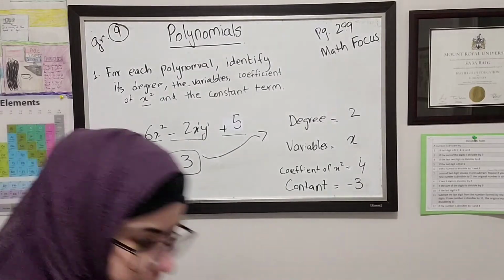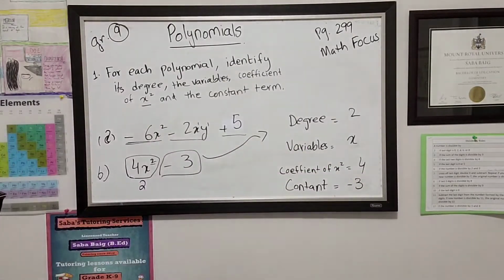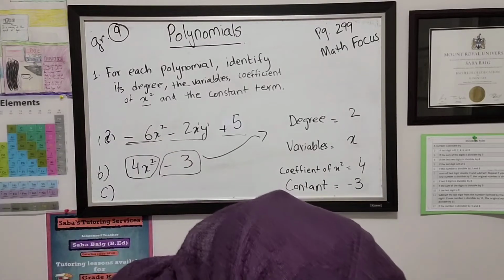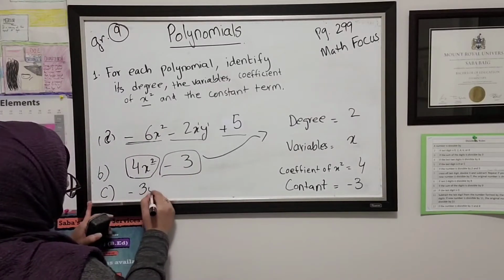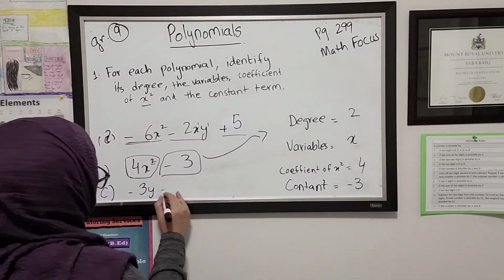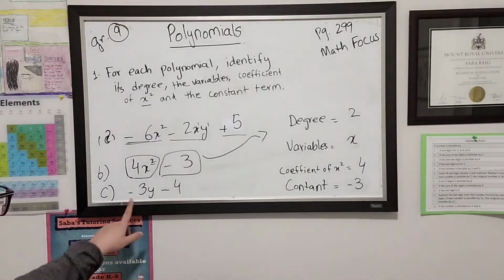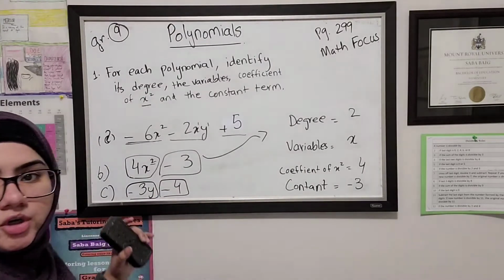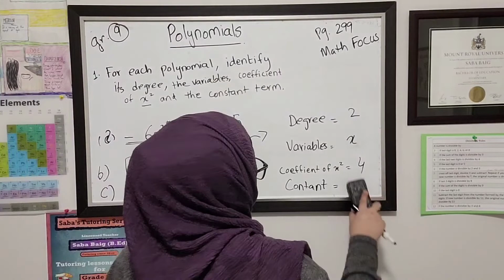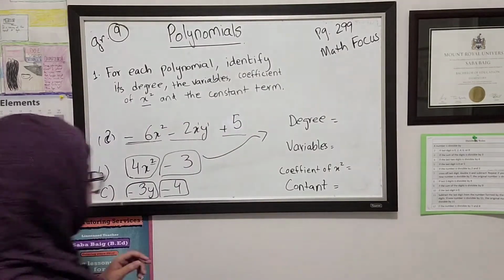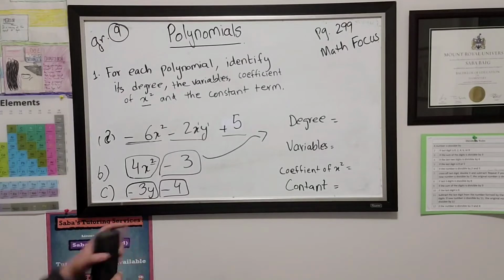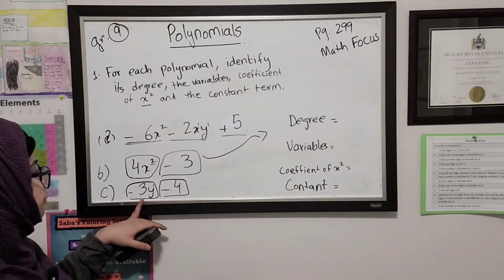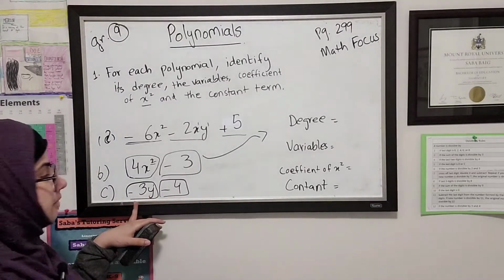Okay, now I'm going to do the last question, which is C. That is -3y - 4. Again, this question has only two terms, -3y and -4. And the degree will be, let's erase this. Because we have only one variable which has exponent 1, the degree of this polynomial is just 1.